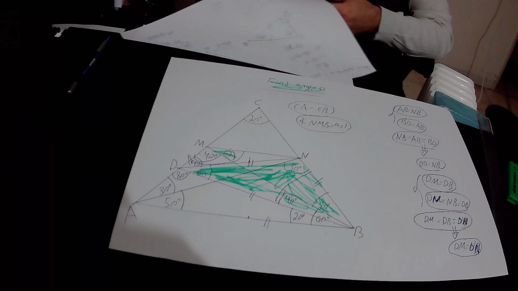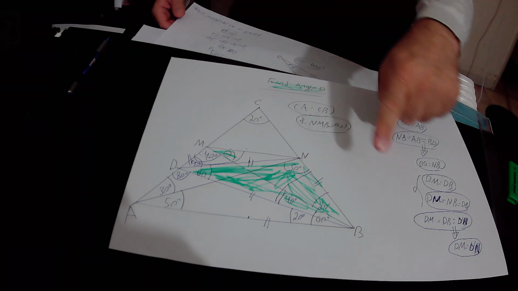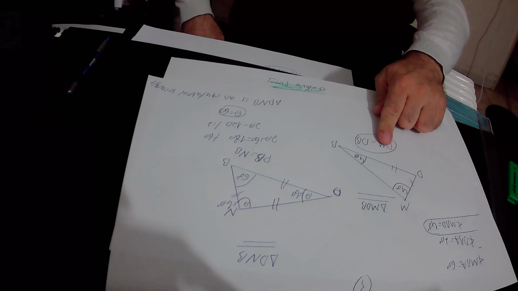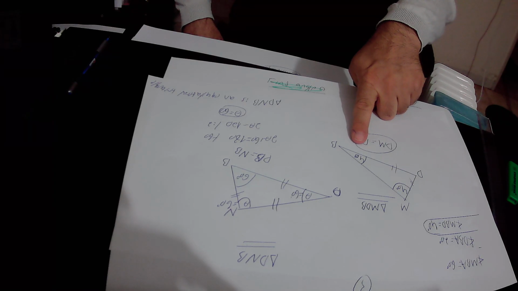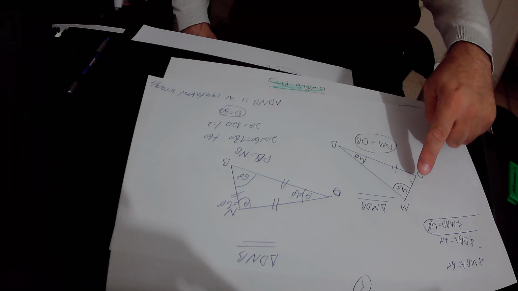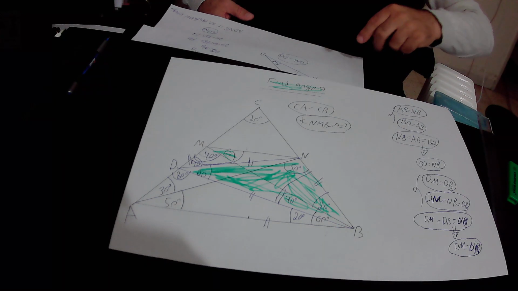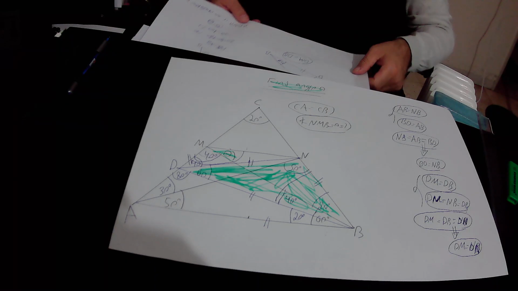Then we focus on triangle DMB. So copy triangle DMB in the new page and we analyze it. This is triangle DMB that I copied from the original drawing. We just found out that angle DBM equals 40 degrees in size, and we already found out that angle DMB also equals 40 degrees in size. This angle DMB equals 40 degrees in size.